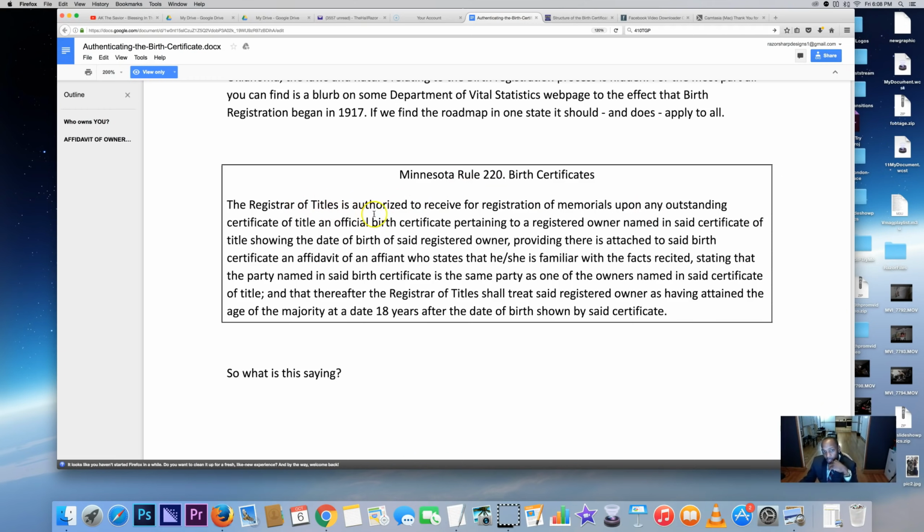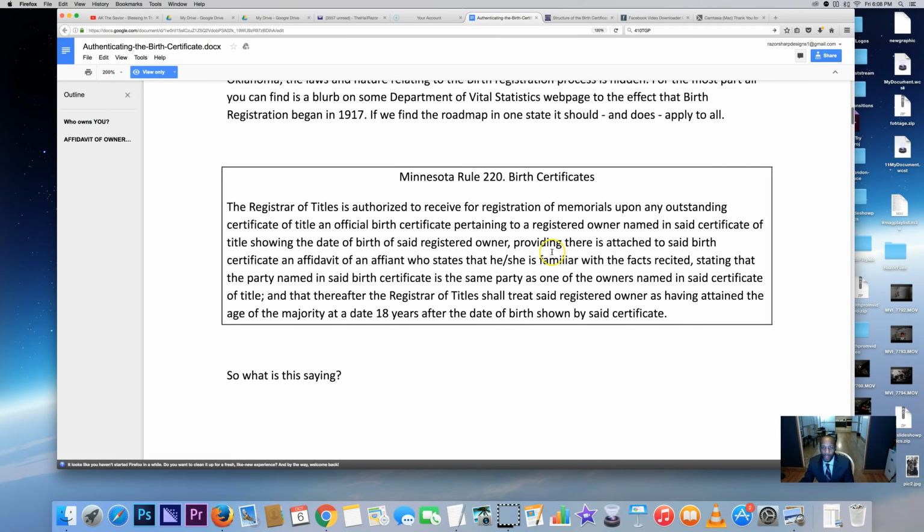The registrar of titles is authorized to receive for registration of memorials upon any outstanding certificate of title an official birth certificate pertaining to a registered owner named in said certificate of title, showing the date of birth of said registered owner, providing there is attached to said birth certificate an affidavit of an affiant who states that he or she is familiar with the facts recited, stating that the party named in the said birth certificate is the same party as one of the owners of said certificate of title, and that thereafter the registrar of title shall treat said registered owner as having attained the age of maturity at the date of 18 years after the date of birth shown on said certificate.